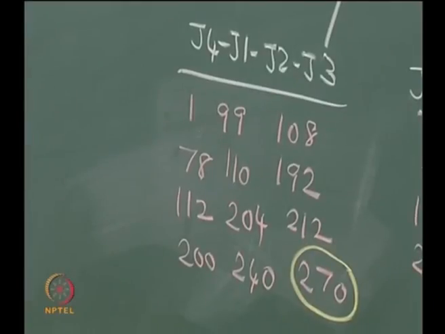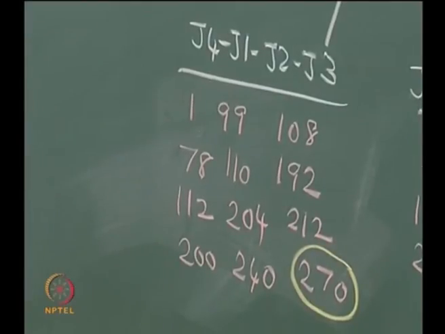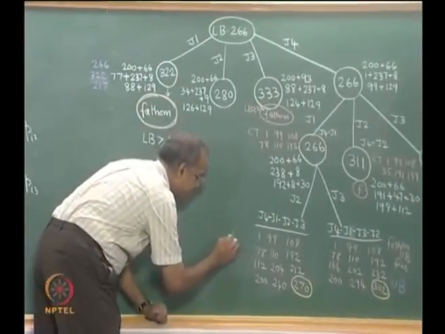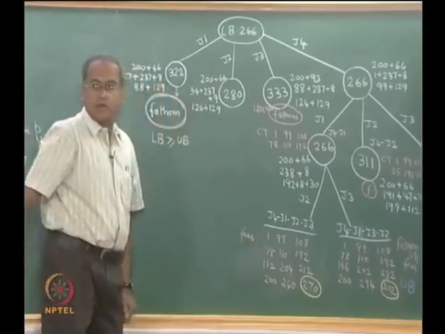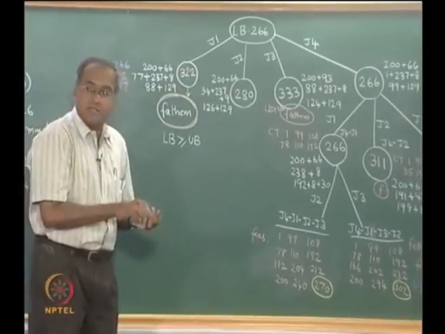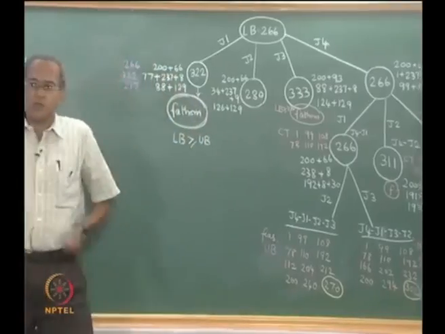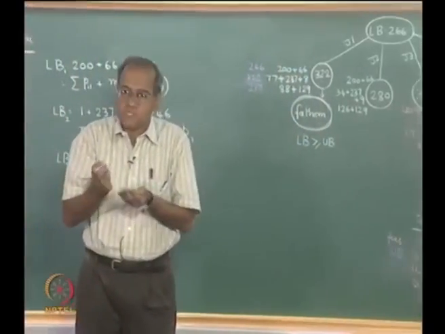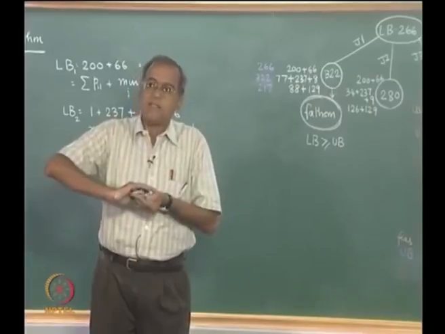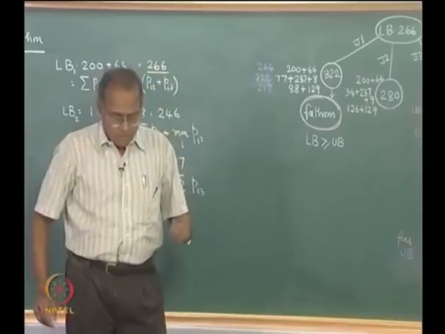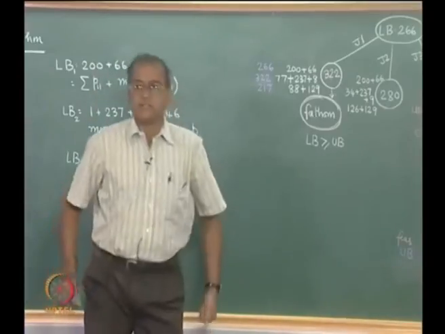Now this 270 is going to help us in many ways. Now this node, as I said, is fathomed by feasibility. This 270 is an upper bound, and the moment we have a solution with makespan equal to 270, it is better than the current best solution of 302. So, we update. So, we keep the best solution now as 270.